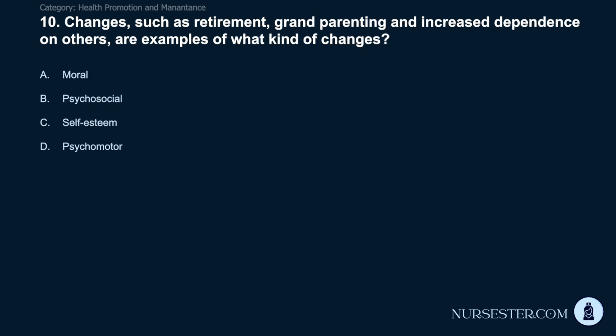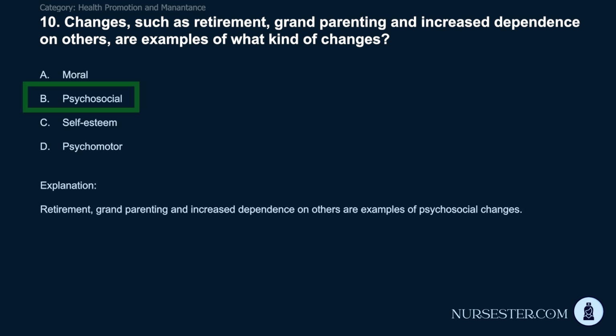10. Changes, such as retirement, grandparenting, and increased dependence on others, are examples of what kind of changes? A. Moral. B. Psychosocial. C. Self-esteem. D. Psychomotor. Correct answer, B. Psychosocial. Retirement, grandparenting, and increased dependence on others are examples of psychosocial changes.